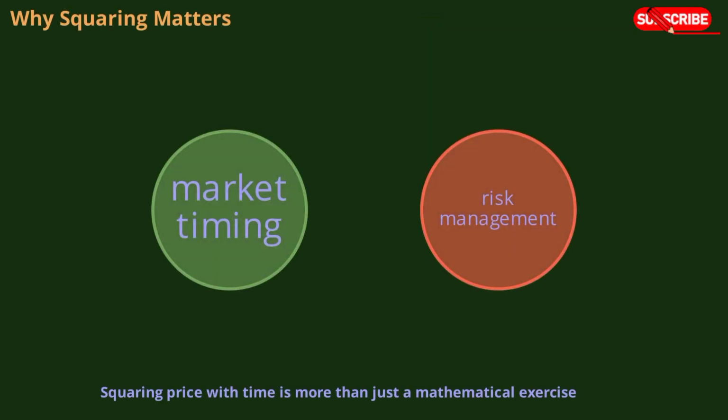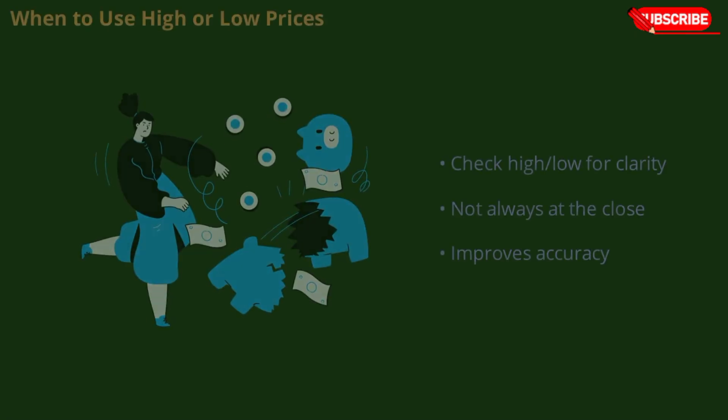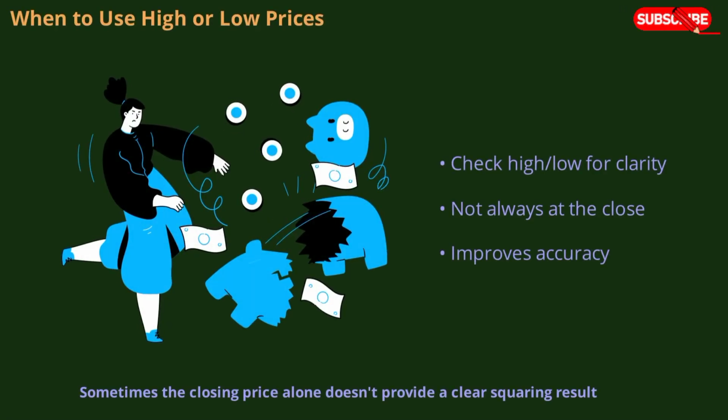Squaring price with time is more than just a mathematical exercise. It provides traders with a structured way to anticipate market movements, identify potential reversal points, and manage risk. By understanding the harmonic relationships between price and time, you can make more informed trading decisions and improve your overall market timing. Sometimes, the closing price alone doesn't provide a clear squaring result.